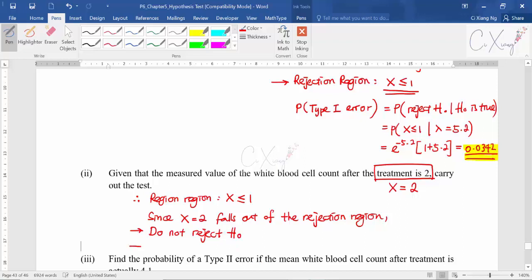So what is the conclusion? If you did not reject the null hypothesis, does the white blood cell count decrease or not? The white blood cell count does not decrease. The new treatment does not decrease the white blood cell count, something like this.